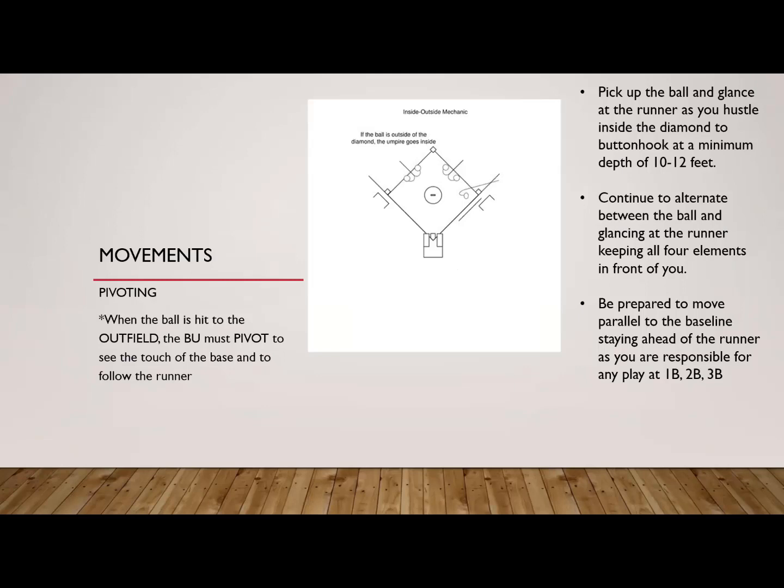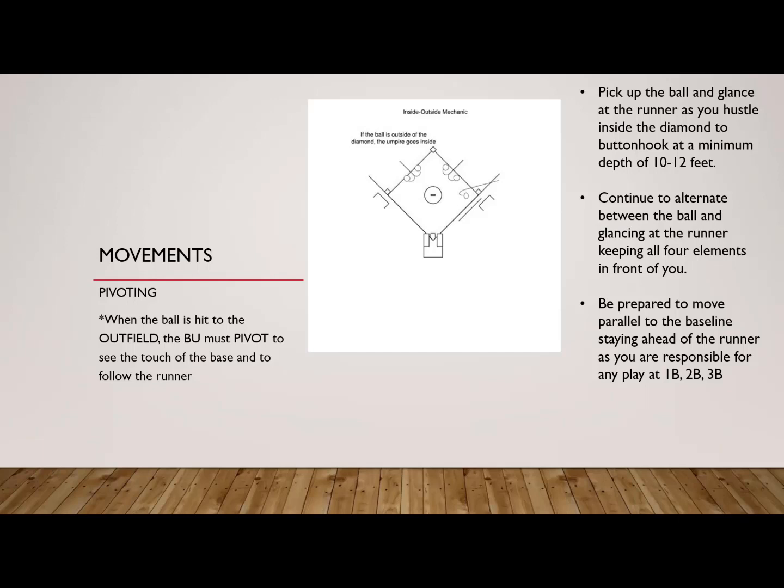Absolutely. And Linda mentioned the pivot or the button hook, depending on where you were in the generations to when you learned how to umpire the bases. Pick up the ball, glance at the runner. You keep all 4 elements in front of you. If you were paying attention to the second session of rules a few weeks ago, you know what those 4 elements are: offense, defense, ball, base. And so when you have all 4 of those elements in front of you and you're making these button hooks, you will have absolutely no problem catching.